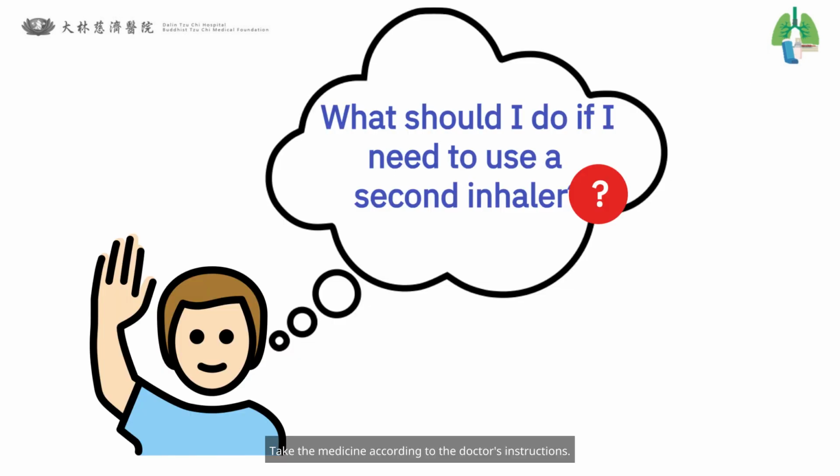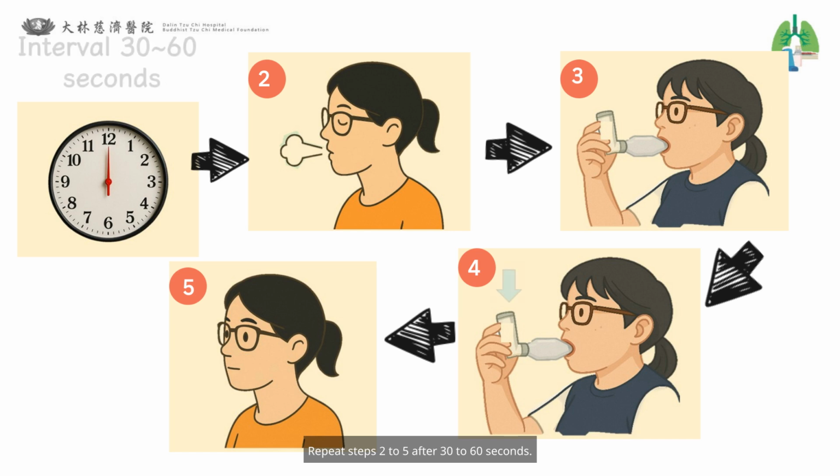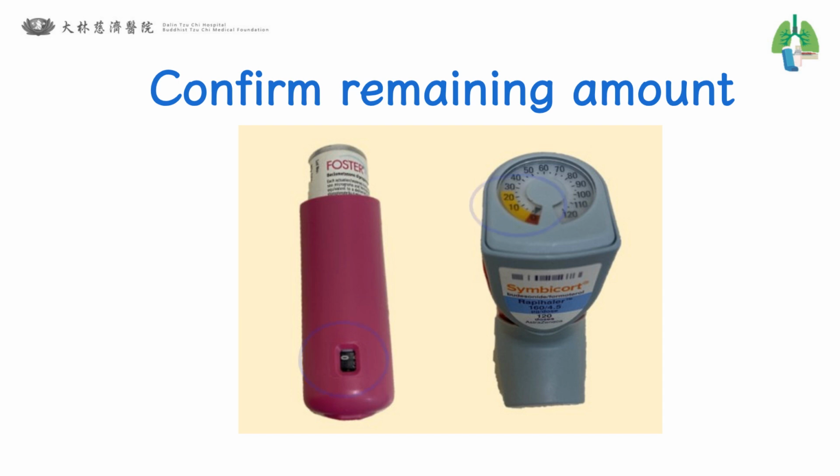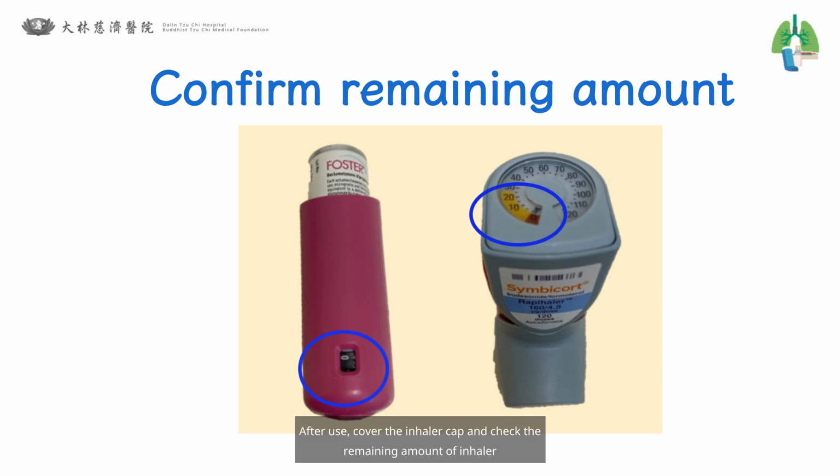6. Take the medicine according to the doctor's instructions. If you need to use a second inhaler, repeat steps 2 to 5 after 30 to 60 seconds. 7. After use, cover the inhaler cap and check the remaining amount of the inhaler.